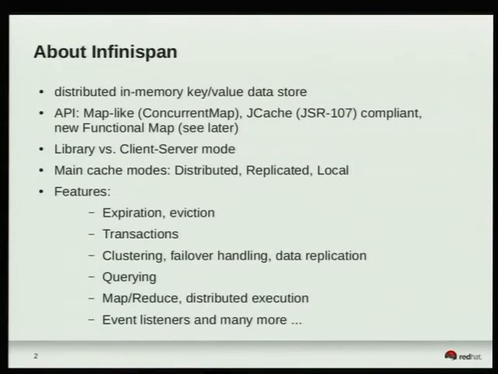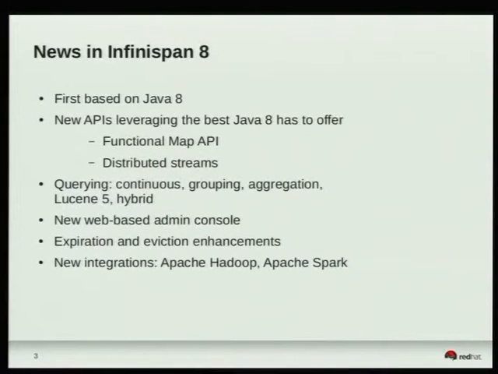So this was the very basic usage of Infinispan, and what other features it can possibly handle, like expiration, eviction, which I will maybe introduce later, transactions, failover handling, so that when one node goes down, Infinispan will automatically replicate the data somehow and you will not lose the data, MapReduce, and so much more. But this presentation should be about new features in Infinispan 8.